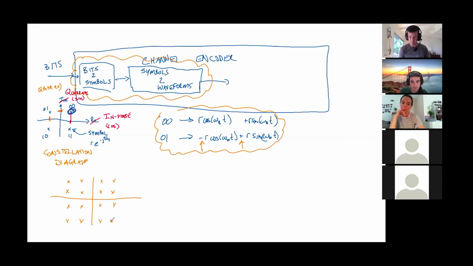And the price I pay for that is a couple fold. So I now have to talk about multiple different amplitudes in both directions. That's not terribly hard to do. We can split amplitudes, we can double amplitudes. That's not so bad.